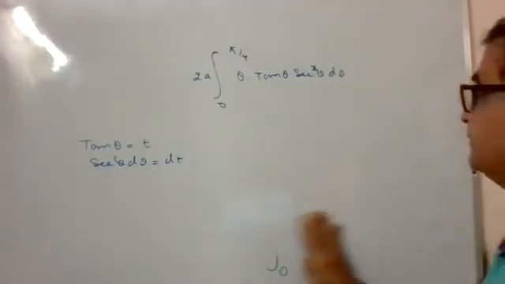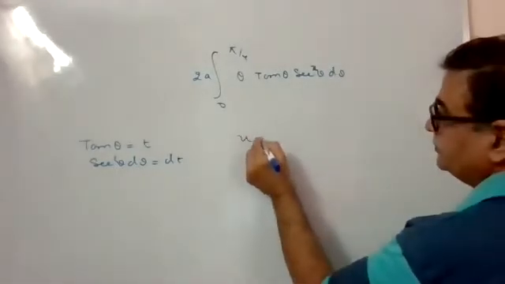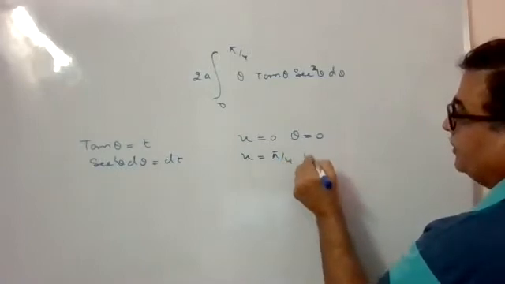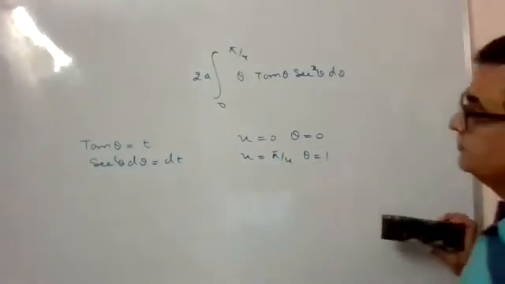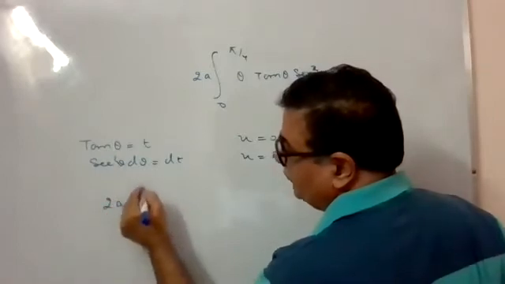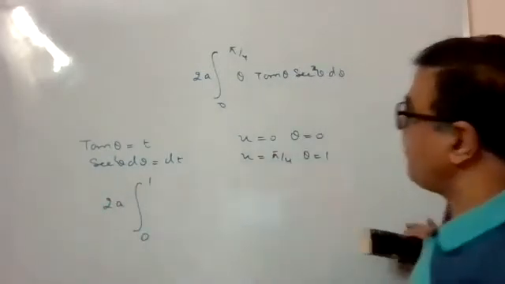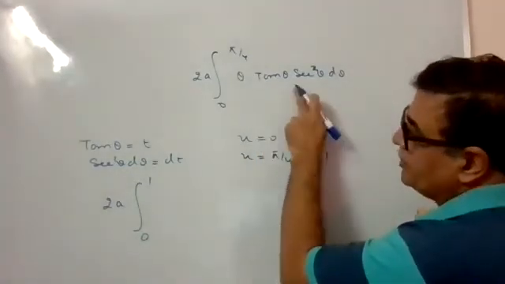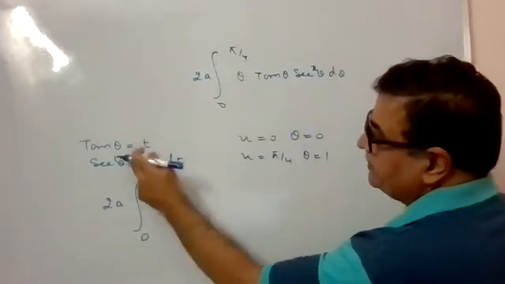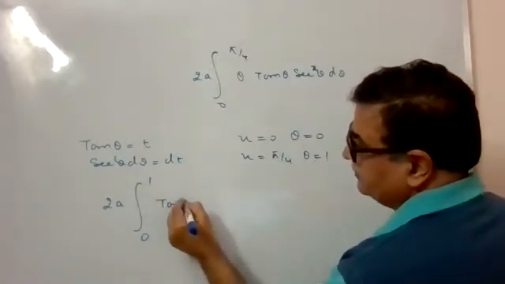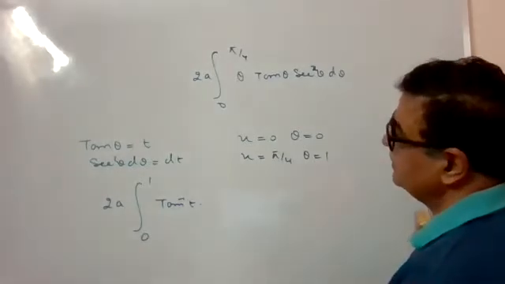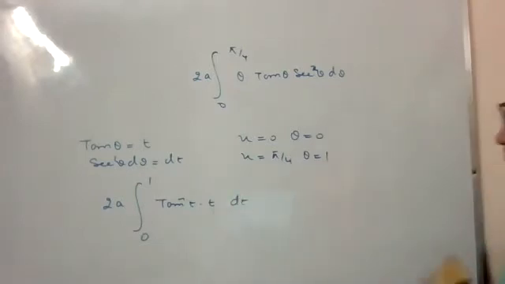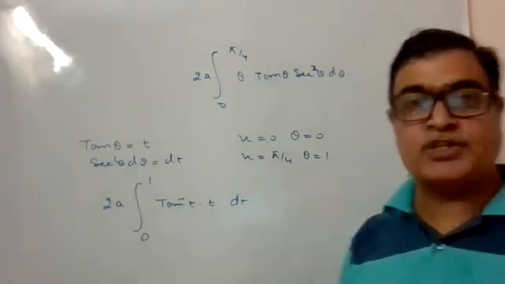And what about your limits? When x is 0, then t is 0, and when theta is pi by 4, t is 1. So I got the result 2a, from 0 to 1. Tan theta becomes t, sec square theta d theta becomes dt, and theta becomes tan inverse t. So it will be tan inverse t, times t, and then dt. Can you complete this question now?